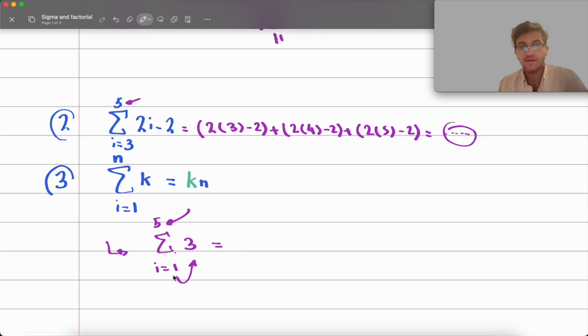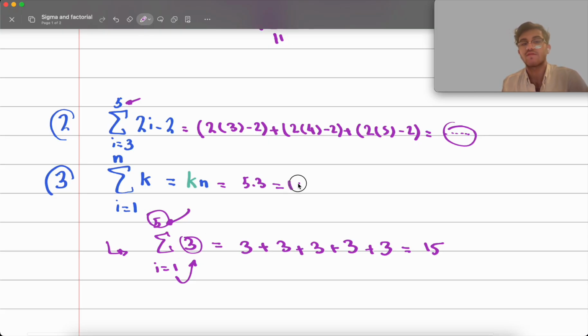Plug this into this one and increase it by 1 until you get to the upper bound. So let's do it. If I plug i into this one, it's going to give me 3. This is for 1. This is for 2. This is for 3. This is for 4. And this is for 5. And I stop here because the upper bound is 5. So this would be 15. And this is the same as multiplying this 3 by this n, the upper bound, which is 5 times 3, which gives me 15.